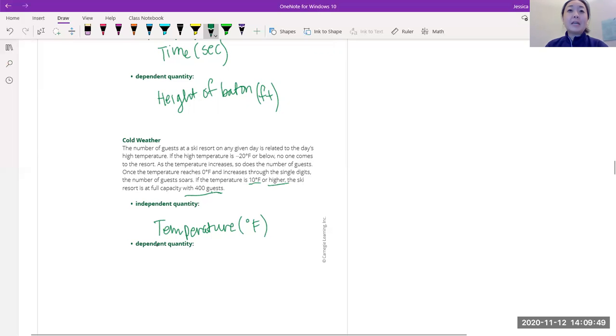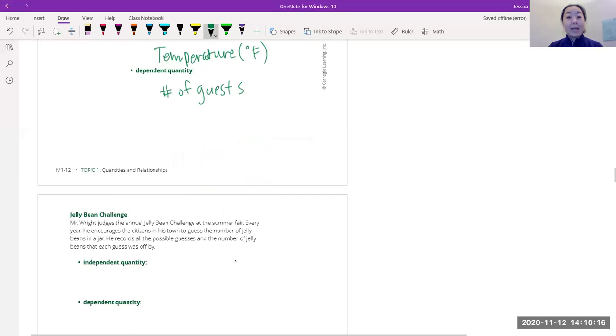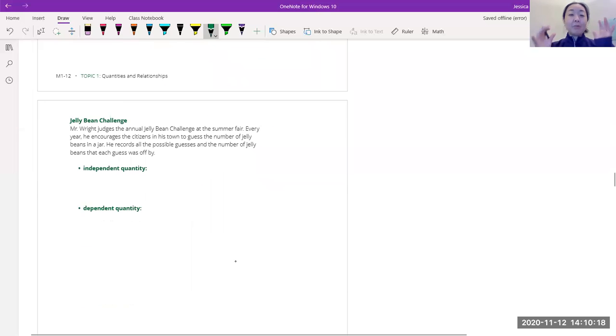All right, and then what is the dependent? What depends on the temperature? I noticed it right here. As the temperature increases, so does the number of guests. So the dependent quantity is going to be the number of guests. And there's no label for this because this is just people. It already has the information. So you're good there. Good job. And we're now at the last one, guys. Yay, we're almost done with our homework.